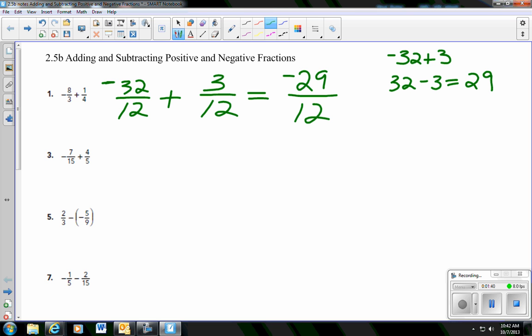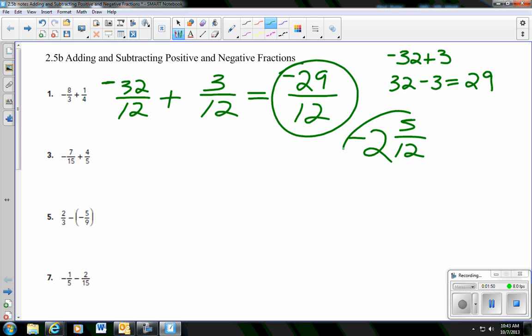Now you can either leave your answer just like that in improper fraction form, or you can change it into a mixed number, negative 2 and 5/12. Either way is fine. Then we look at number 3 there, 15 and 5, our common denominator would be 15. So it would stay negative 7. Again, look how I moved the negative sign to the top there. It's the whole fraction that's negative, but since we're adding the top numbers, then it makes sense to put it with the top number there.